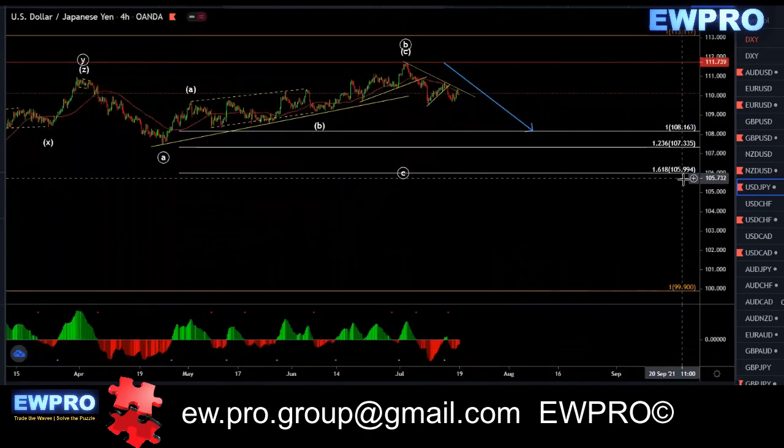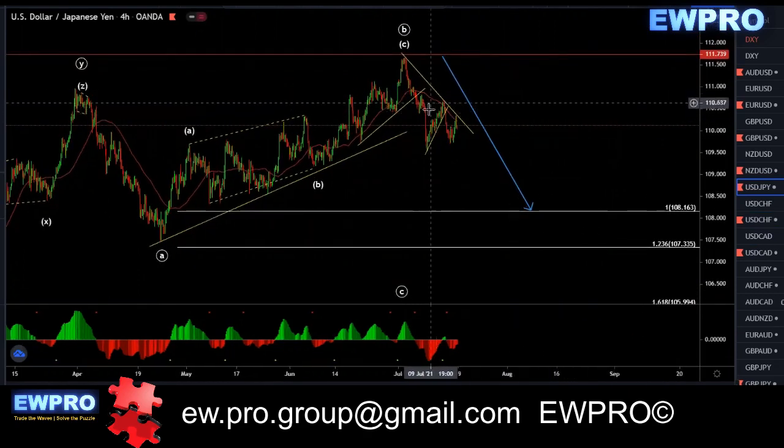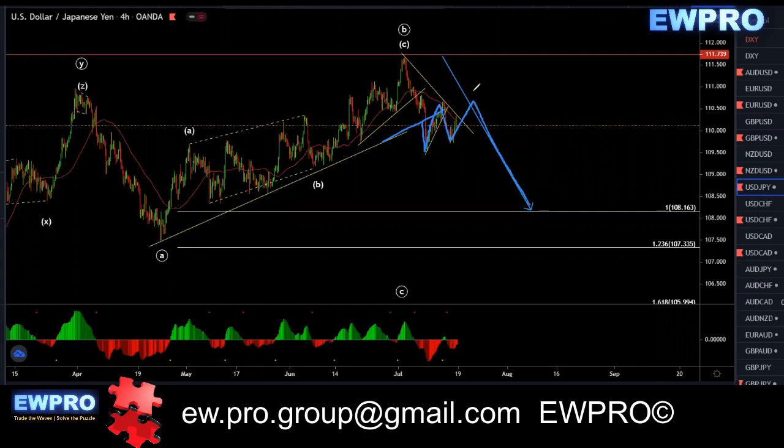On the H4, we're looking for this. Last week, we broke this trend line. I said, you know, we're looking for that A, B, C up in here before we get more downside. Looks like we still get that C up.